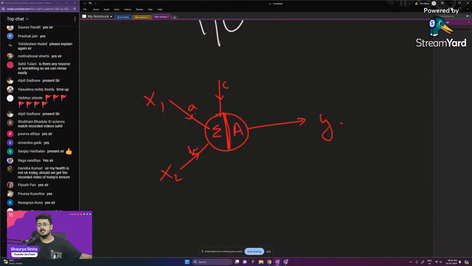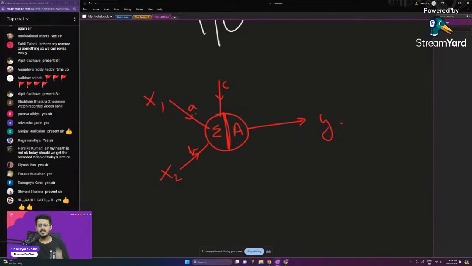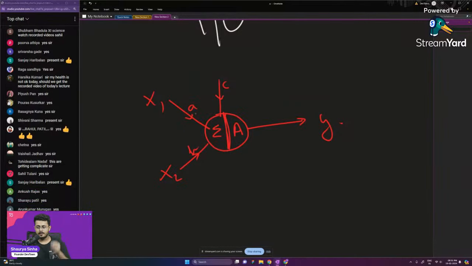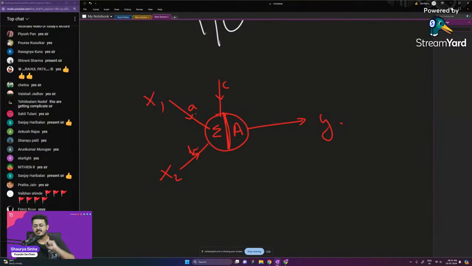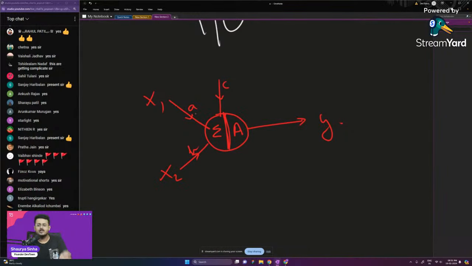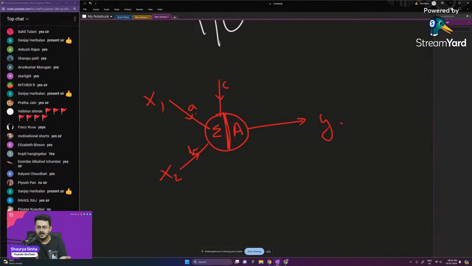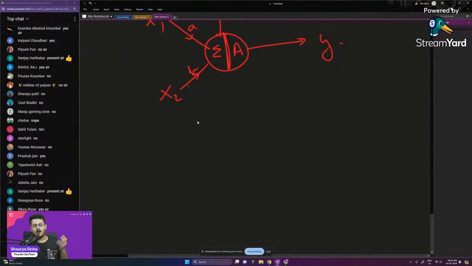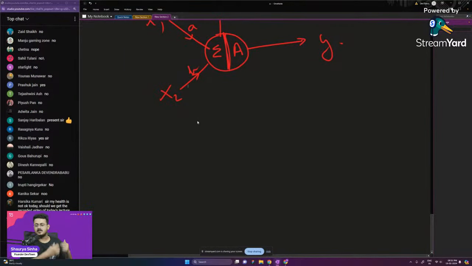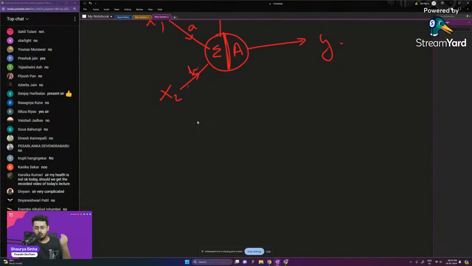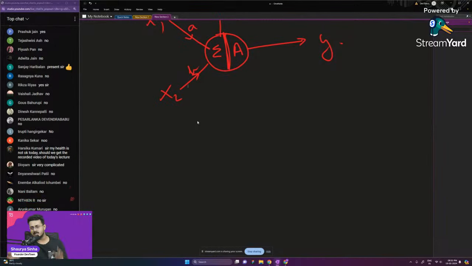Now, the question is, can the price of the house be negative? Can the price of a house be negative, guys? No, right? The price of a house is such a commodity that it needs to be positive always. So, you will do your calculations: a multiplied by x1 plus b multiplied by x2 plus c. You have done your calculation right over there. Then, what activation function should I use to always get positive results?